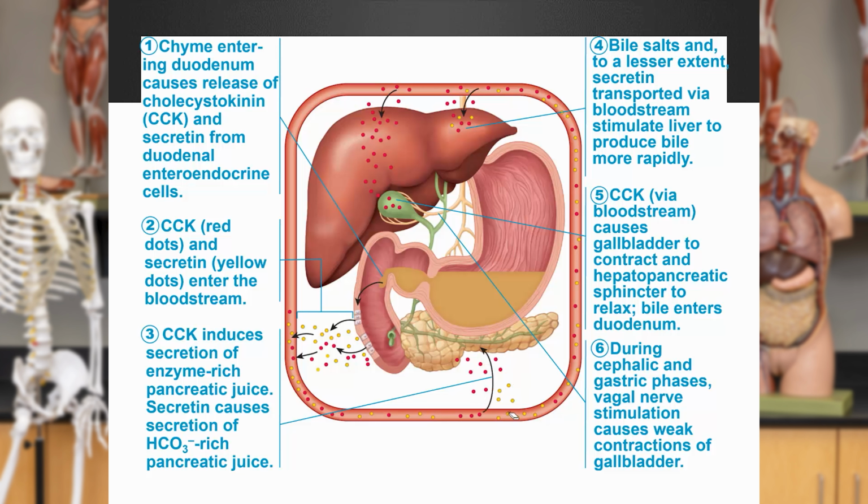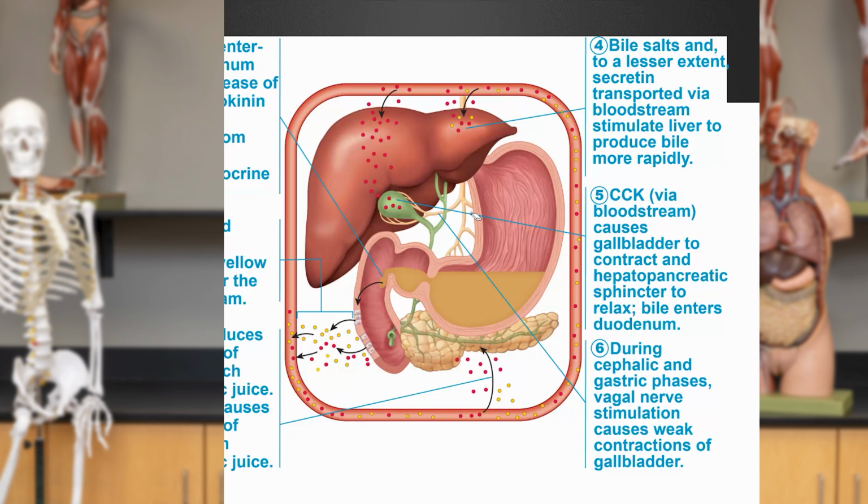But they can also then, up top here, stimulate in the liver. What happens at this point is secretin is transported there to the liver, helping produce bile more rapidly. You then also come down to the gallbladder, remember? We talked about CCK there, which causes contraction of the gallbladder. And finally, during your cephalic and gastric phases, the vagal nerve stimulation is going to be helping out. So you're having vagal nerve stimulation to really help move this whole process along.